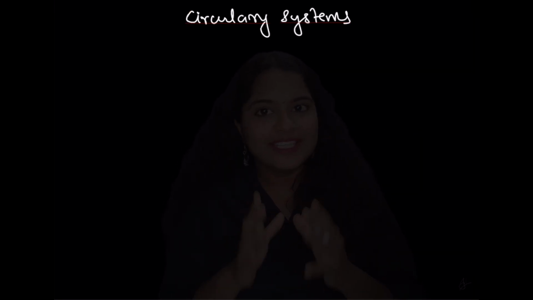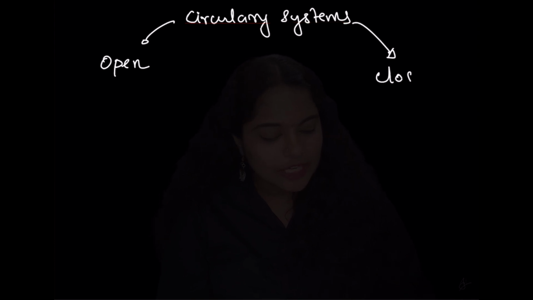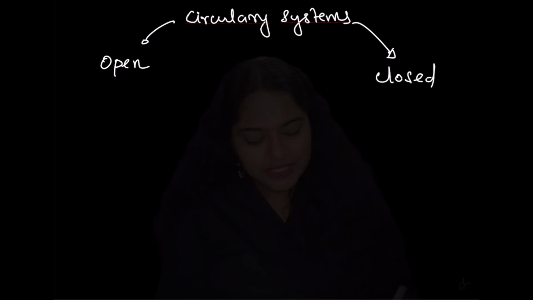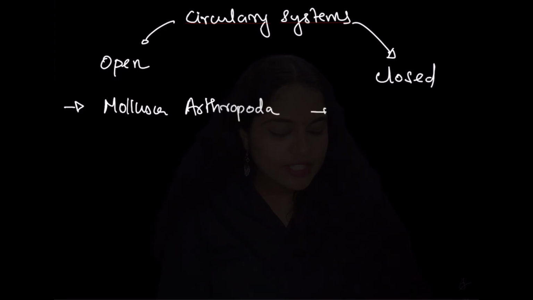Now we will see different types of circulatory system. So one is open circulatory system and the other one is closed circulatory system. Open circulatory system is mainly found in mollusca and arthropoda, whereas closed circulation is found in annelida and chordata.